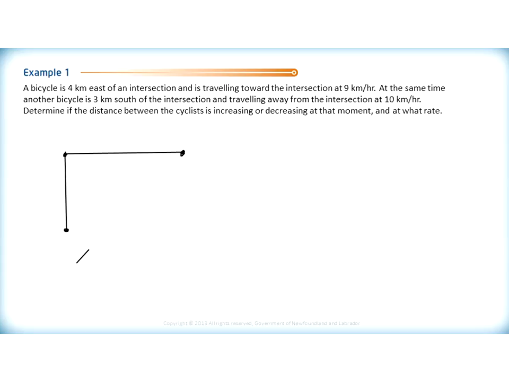And then it says, determine if the distance between the cyclists is increasing or decreasing. So the distance between them will be a line like that. And so we can see here that we have a right triangle. This will be our right angle over here. And we have to determine some stuff about some related rates. So we know the first one is 4 kilometers away and is moving toward the intersection at a rate of 9 kilometers per hour. And the other bike is 3 kilometers away and is moving away from the intersection at a rate of 10 kilometers per hour.